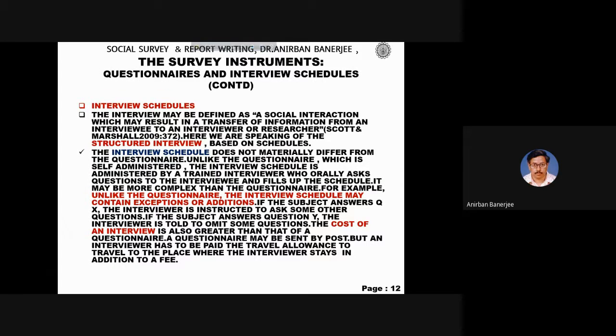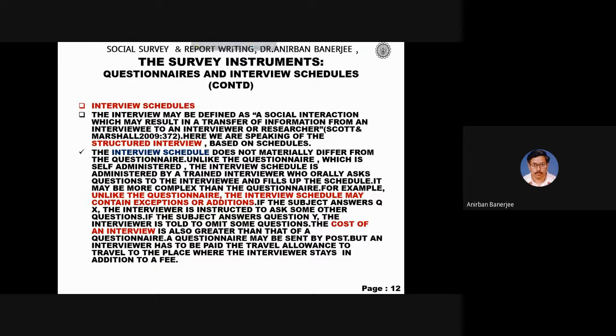Interview schedules. Interview may be defined as a social interaction which may result in a transfer of information from an interviewee to an interviewer or researcher. Here we are speaking of the structured interview based on schedules. But the interview schedule does not materially differ from a questionnaire. Unlike the questionnaire, which is self-administered, the interview schedule is administered by a trained interviewer who orally asks questions to the interviewee and fills up the schedule.